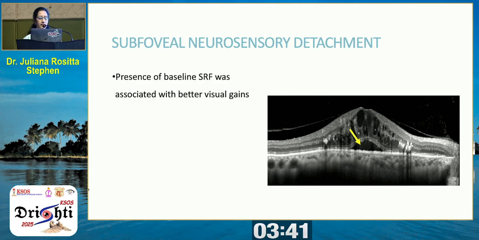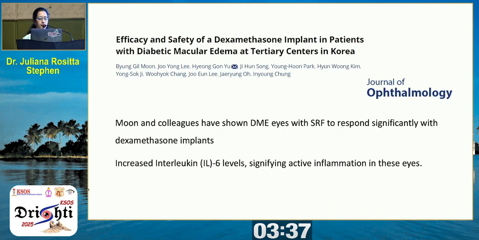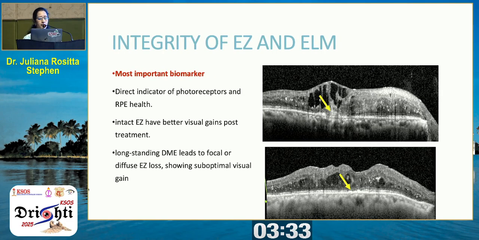Presence of baseline SRF was associated with better visual gains, and these patients respond better with corticosteroid implants. The very important indicator and biomarker is the integrity of the ellipsoid zone and ELM. It is the most important biomarker. It is a direct indicator of photoreceptor and RPE health. Intact EZ have a better visual prognosis post-treatment. Long-standing DME leads to focal and diffuse loss of EZ, showing suboptimal visual gain.